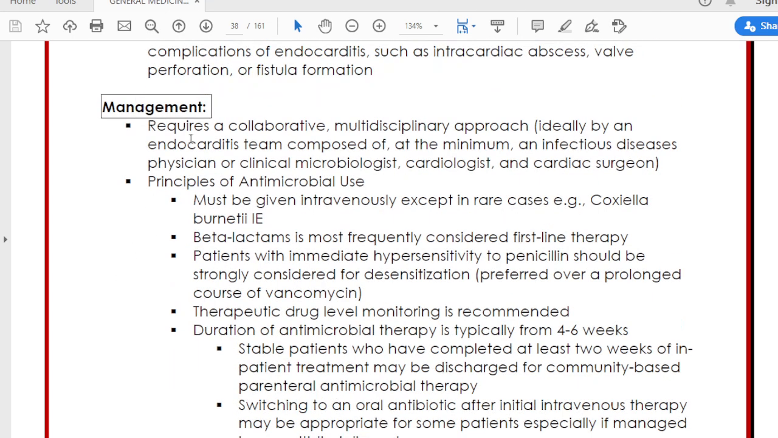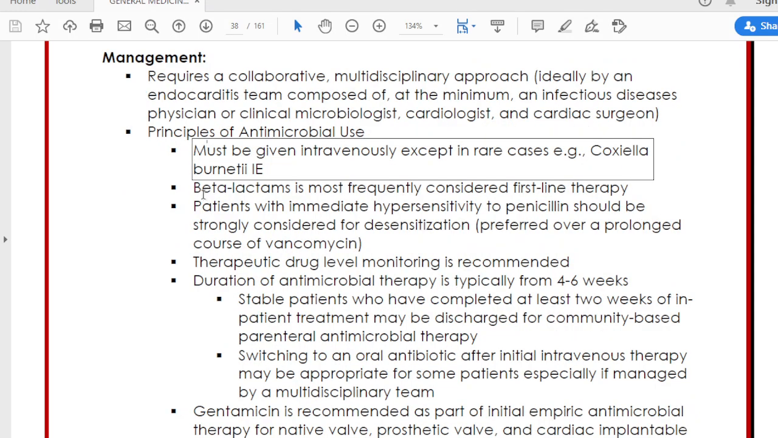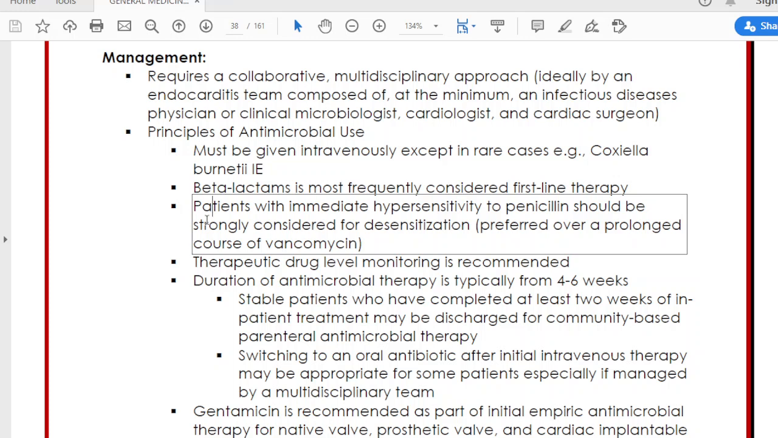Management requires a collaborative, multidisciplinary approach, ideally by an endocarditis team composed of, at the minimum, an infectious diseases physician or clinical microbiologist, cardiologist, and cardiac surgeon. Principles of antimicrobial use: must be given intravenously except in rare cases, for example Coxiella burnetii. Beta-lactams are most frequently considered first-line therapy. Patients with immediate hypersensitivity to penicillin should be strongly considered for desensitization, preferred over a prolonged course of vancomycin. Therapeutic drug level monitoring is recommended.